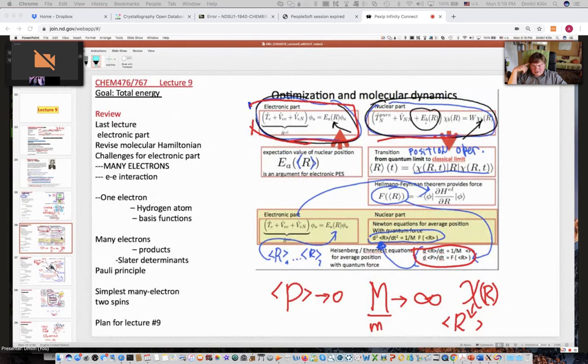Since this is too complicated, one tries to chop this problem into an electronic part and a nuclear part. And the electronic part is our subject for the next 7 meetings. And for the nuclear part, to some extent, we are done.